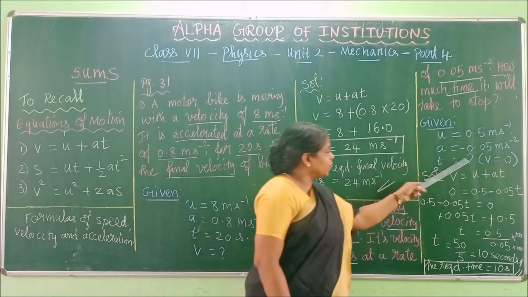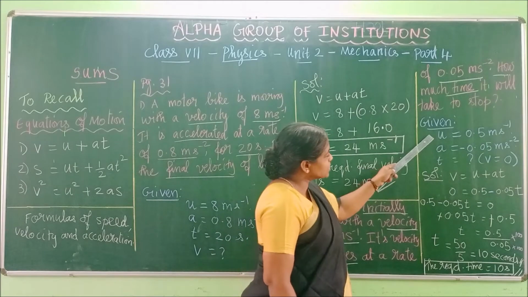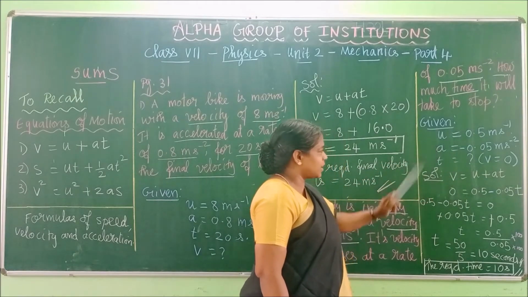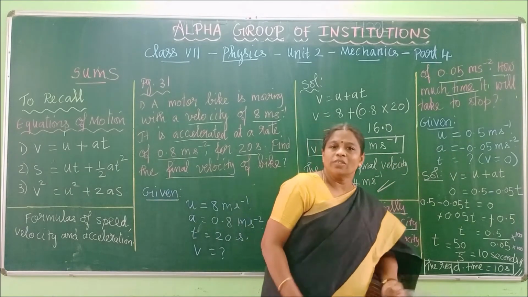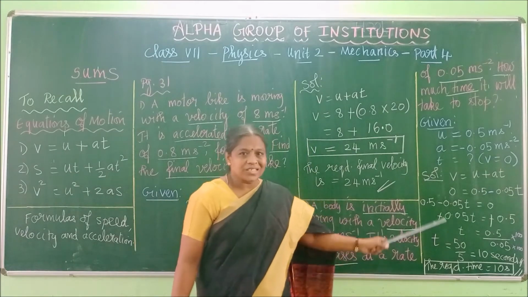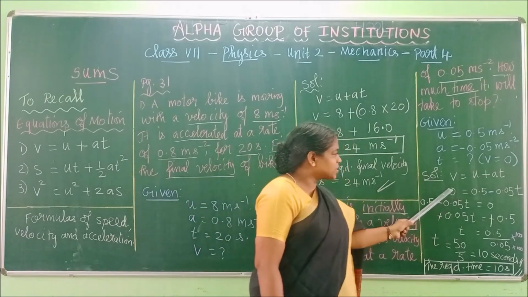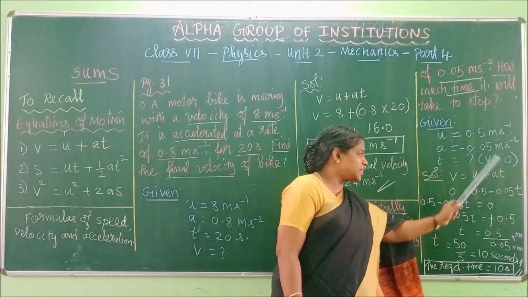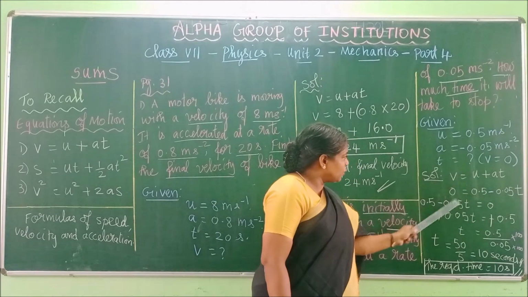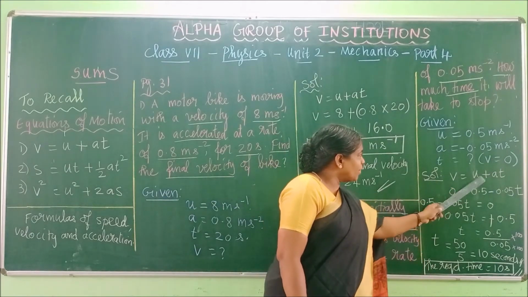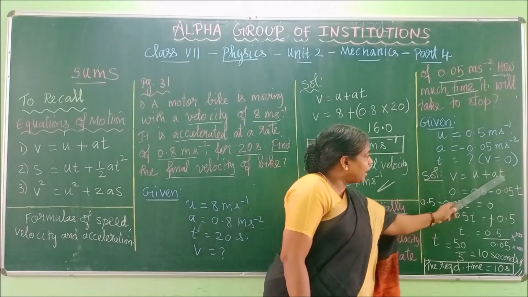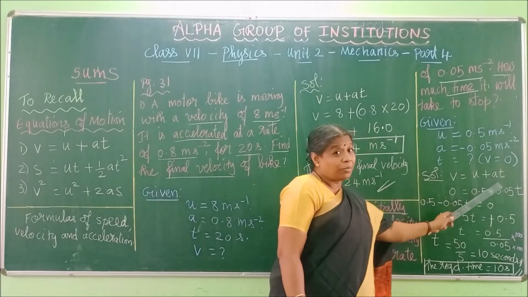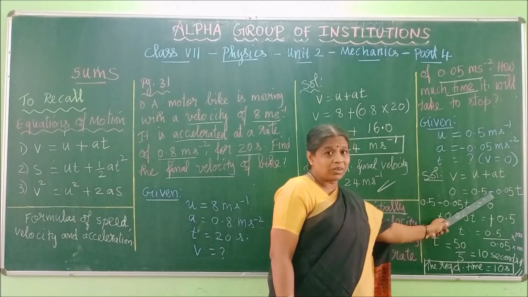So this is your equation. Now you see, u is there, v is there, a is there, t alone is asked. So which will be the best formula? First equation of motion. What is the first equation? V is equal to u plus at. So v is 0, what was given? U, what is the value? 0.5. And here, be very alert. If you make a mistake here, the entire sum will go wrong.